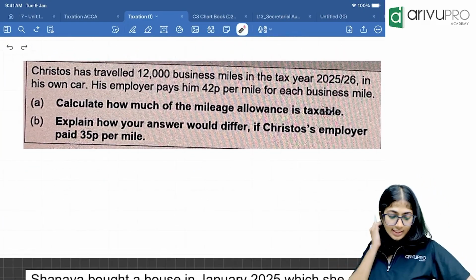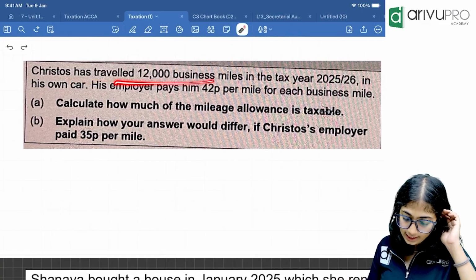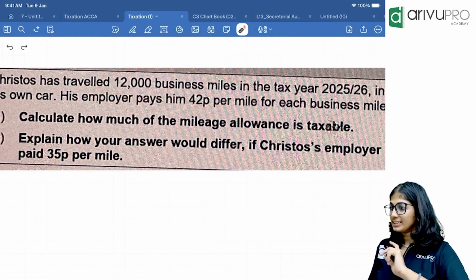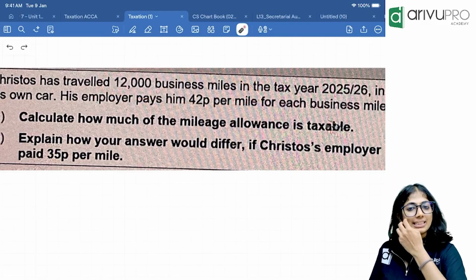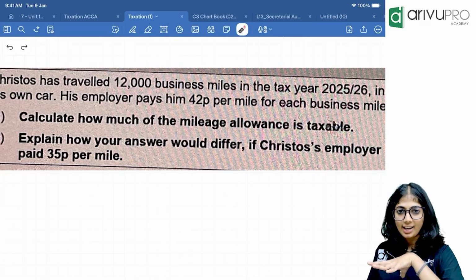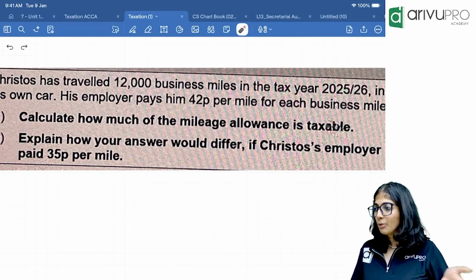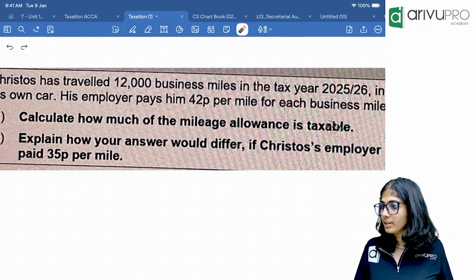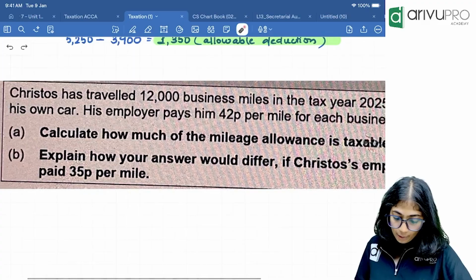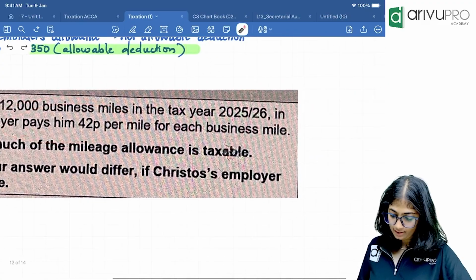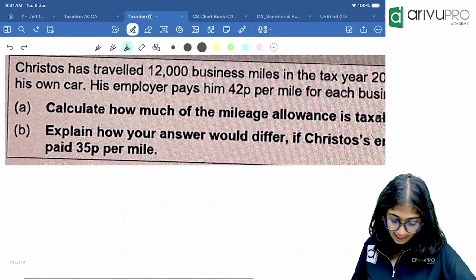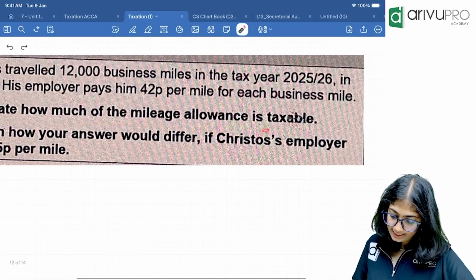Okay. Christos has travelled 12,000 business miles. They're saying business miles because it's relevant to business. Personal miles and all, we can't do anything. Anything that's relevant to employment purposes only is an allowable deduction, correct? If you're using your own car for your own use, why will you get a deduction from your employment income? Makes no sense, right? So 12,000 business miles were used and the employer pays him 42p per mile. How are you going to use this? Again, calculate how much of the mileage allowance is taxable.